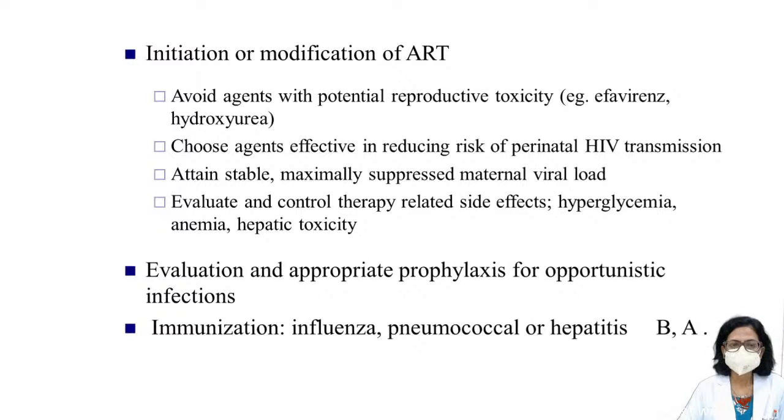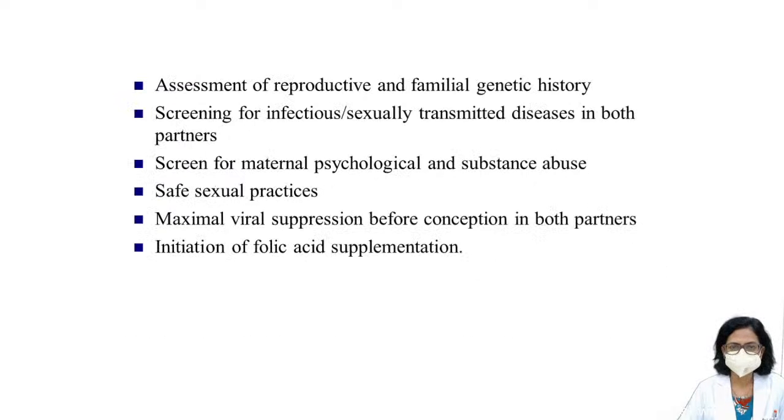She should be started on ART to attain stable, maximally suppressed maternal viral load before planning for pregnancy, because that would also reduce the risk of perinatal transmission. And also we have to look at the side effects related to the ART drugs. If they are present, then they have to be treated or the drugs changed. We have to evaluate and treat opportunistic infections if present, and she should be vaccinated for influenza, pneumococcal, hepatitis B, and A. We should screen for sexually transmitted infections and other infections like hepatitis B and C, which may coexist, and treat.